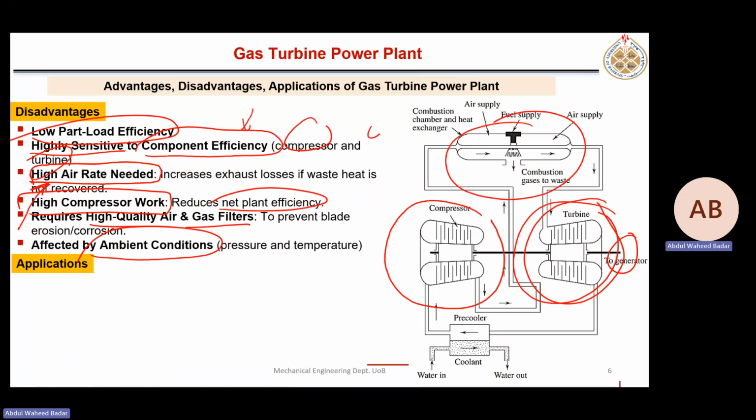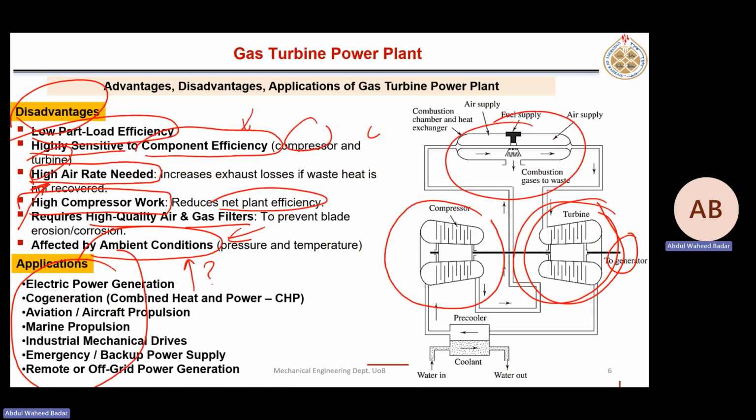If ambient temperature is already very low, very cold, it means your combustion has to do more to raise the temperature. So ambient conditions also play a very important role. If the same gas turbine power plant is installed in a jet engine, and a jet engine is flying at a very high altitude, so pressure is also very low. So your compressor work increases because already ambient pressure is very low. So that is one of the disadvantages. They are dependent upon ambient conditions.